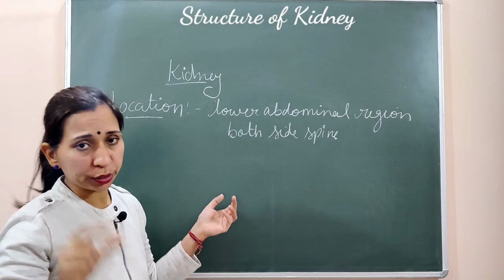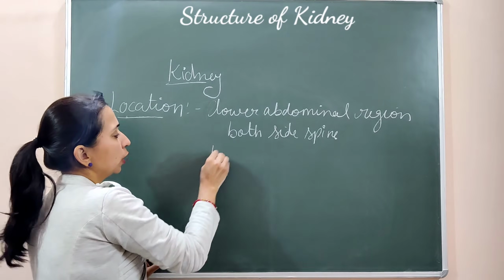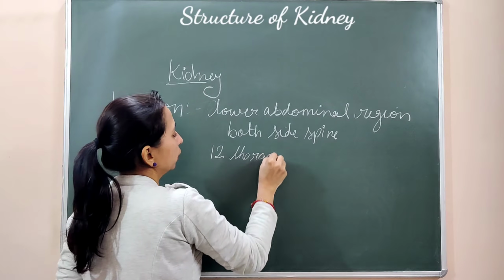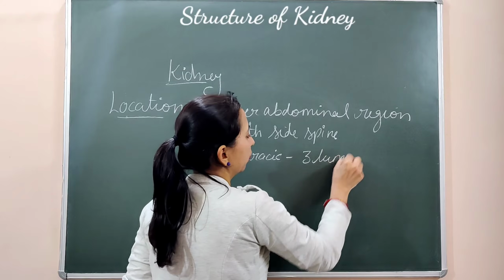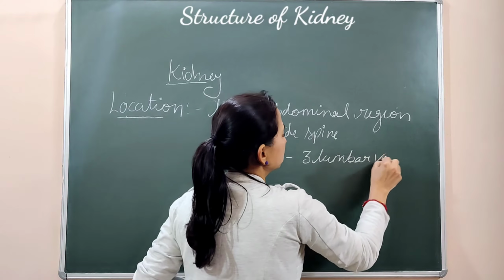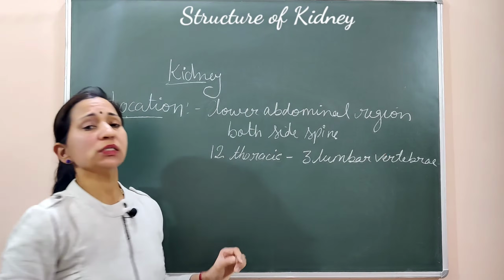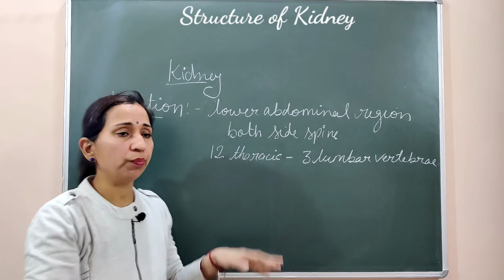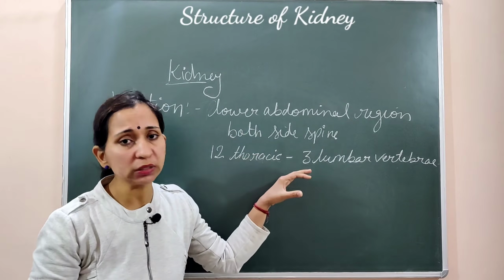और अगर हम एग्जैक्ट लोकेशन की बात करते हैं, अकॉर्डिंग टू द वर्टिब्रा, it is present from the 12th thoracic vertebra up to the third lumbar vertebra. So it means we can say that 12th thoracic vertebra, then first lumbar, second lumbar and the third lumbar. इतने एरिया तक हमारी किडनी प्रेजेंट रहती है.